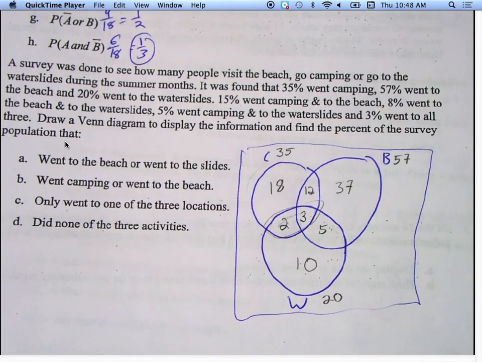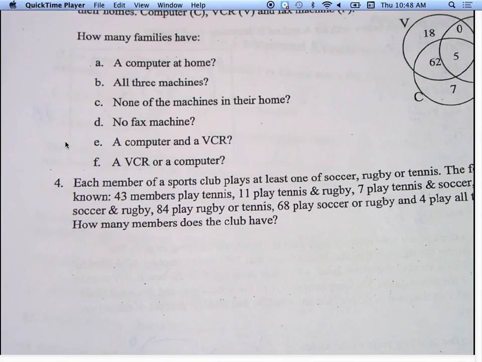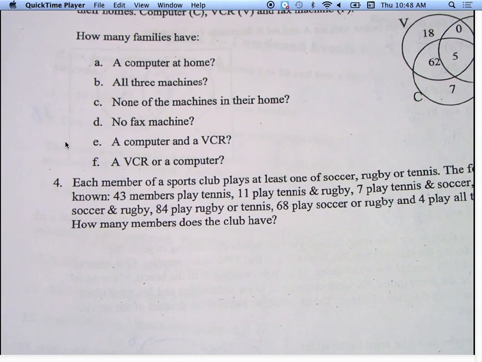So I want you guys to finish number 2, and I want you to try all the ones in the back as well. That's your homework.